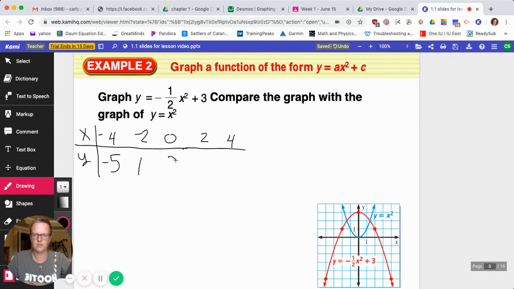And you guys can totally do that on your own. And then I'm going to reflect that over the x-axis. So I'm going to have a +1 again and a -5.